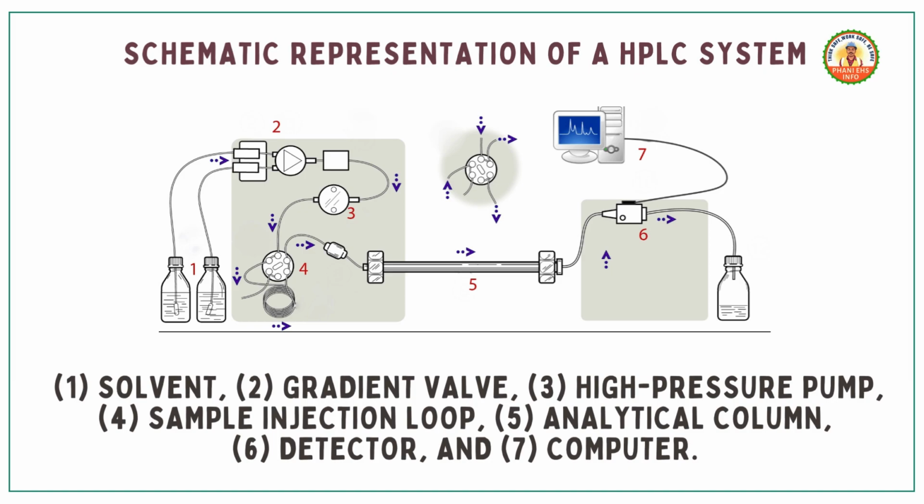Detector: after separation, the components exit the column and pass through a detector. This device identifies and measures each component based on their unique characteristics. Common detectors include UV-vis spectroscopy and mass spectrometry. Computer: the computer collects and analyzes the data from the detector. It processes this information to provide a clear output of the separated components, often in the form of a chromatogram, which shows the different peaks representing each component.